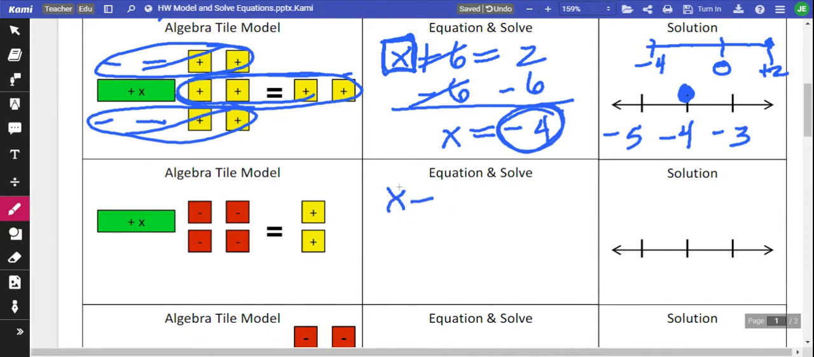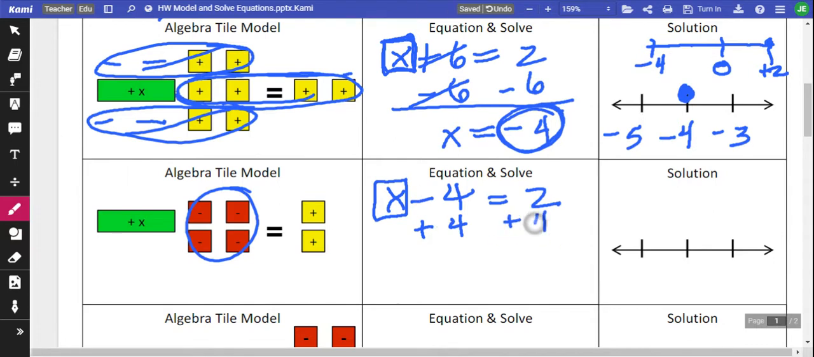So x minus 4, here's minus 4, equals 2. Here's our variable, x minus 4. We're going to do the opposite to help us solve. So adding 4 to both sides would help us cancel. So now x is equal to 6.